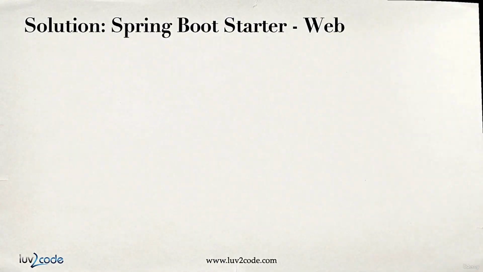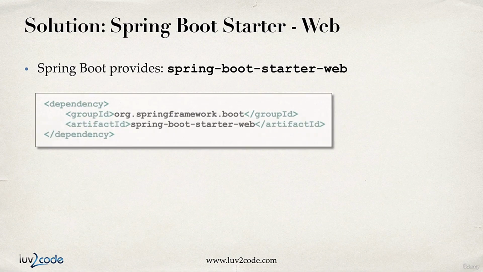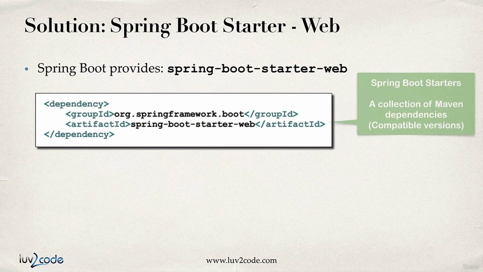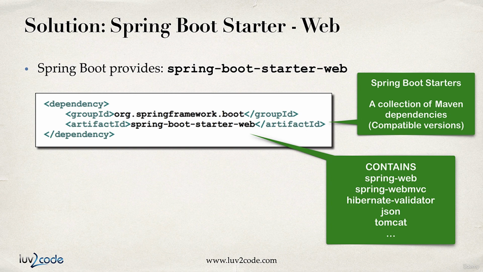Here's the solution by making use of the Spring Boot starter for web. You simply add this Maven dependency to your Maven POM file, and this is a single entry. This is a Spring Boot starter. It's a collection of Maven dependencies with compatible versions. So this one dependency entry actually contains other dependencies. It contains Spring Web MVC, Hibernate Validator, JSON, Tomcat, and so on. So you get a lot of stuff for the price of one.